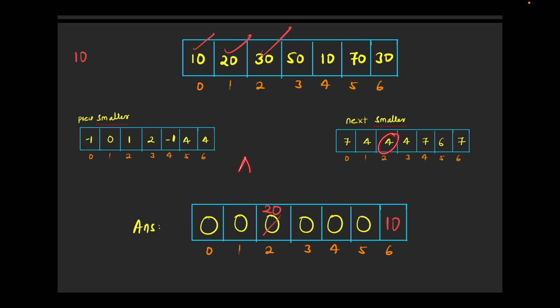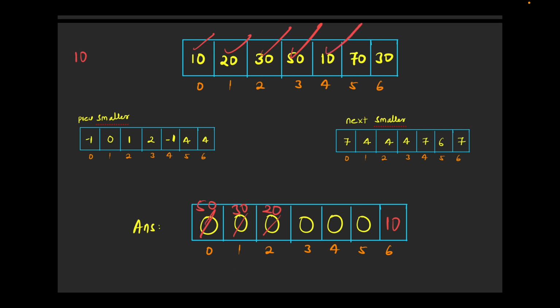So 4 minus 1 minus 1, that is 2. So simply go and update at 2, that is nothing but 30. Now I came at 50. 50, you are smaller for how much? That is 4 minus 2 minus 1, 1. So simply go and update 50 over here, that is 1, right?